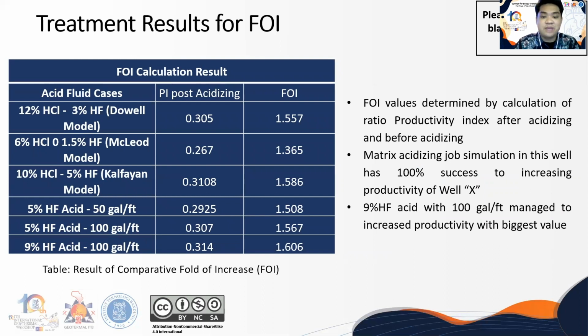This is the ratio of PI before stimulation and after stimulation. As can be seen in the table, the simulation of this well X succeeded in increasing the PI in each case. Other than that, it can also be seen that 9% HF acid is the model that increased the PI with the highest value.